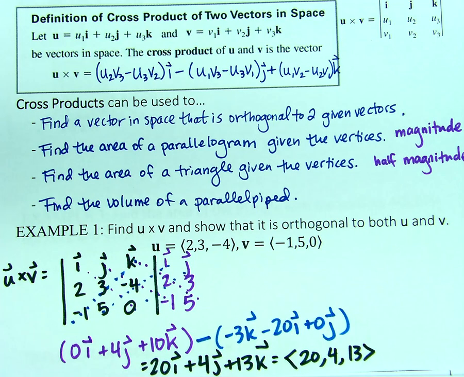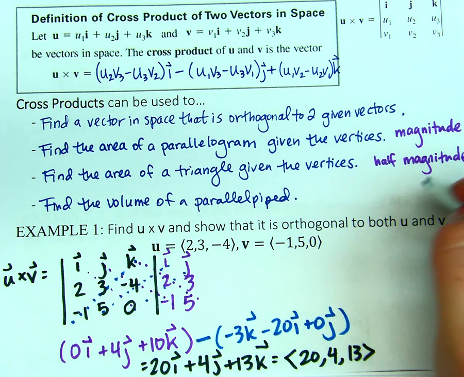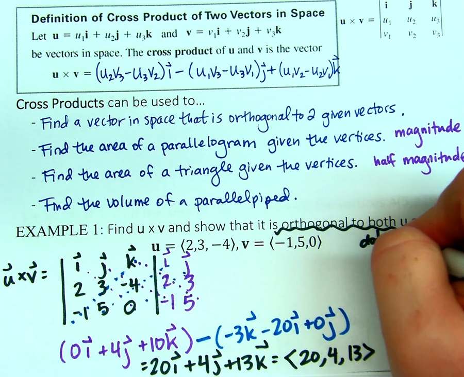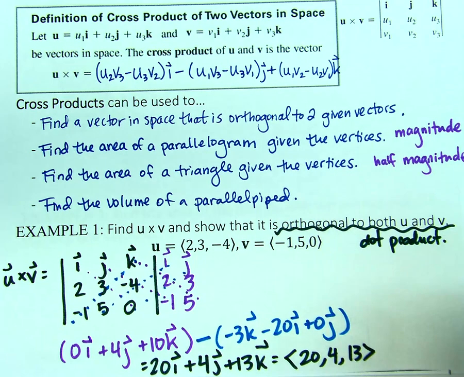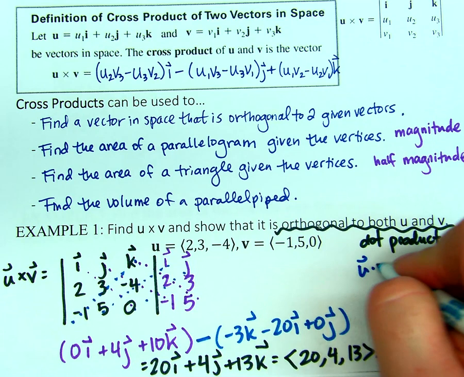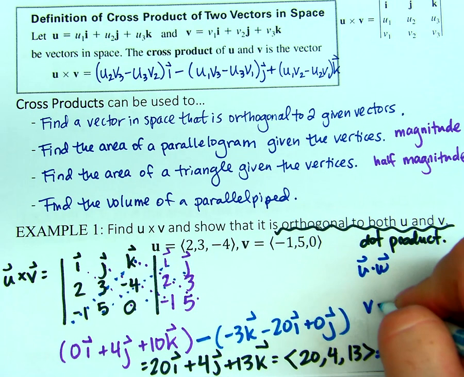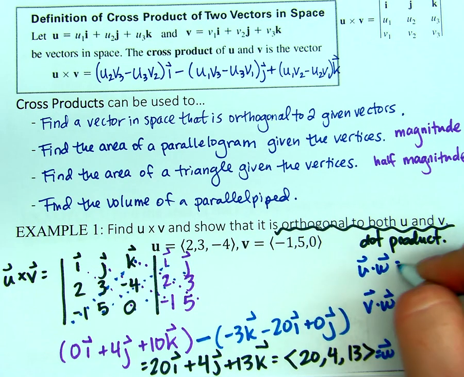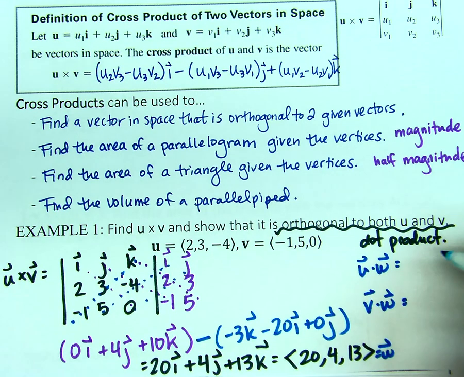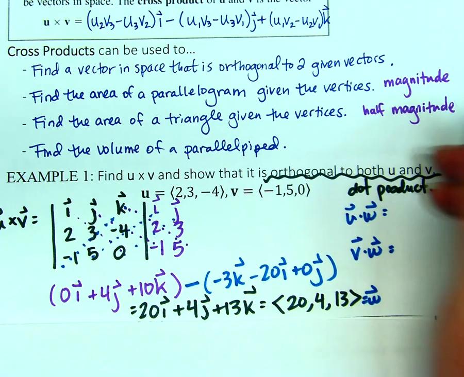The problem also does say show that they are orthogonal to both u and v, so that's where I'm just going to use the dot product. So I'm going to dot u and v with this vector. Let's just call this vector, I don't know, w. So I'm going to do u dot w and v dot w. And what I want is to get a 0, because then they'll be orthogonal.